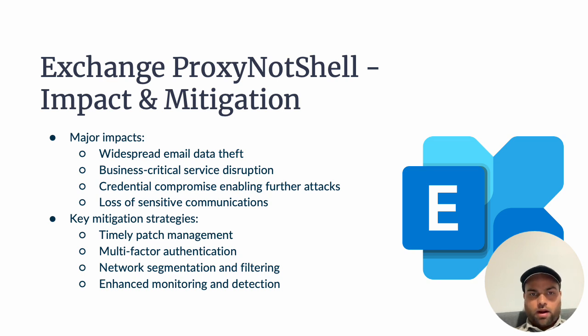And the topic is impact and mitigation. The impact of this vulnerability was significant. Many organizations experienced extensive data theft, including sensitive email communications, personal information, and authentication credentials. Many were forced to take Exchange servers offline during remediation, causing business disruption and communication challenges. Effective mitigation strategies include timely patch management with priority for internet-facing systems, implementation of multi-factor authentication for all Exchange access, network segmentation to isolate Exchange servers, and enhanced monitoring with alerts for suspicious PowerShell commands.